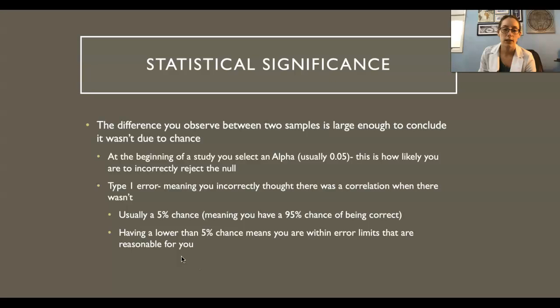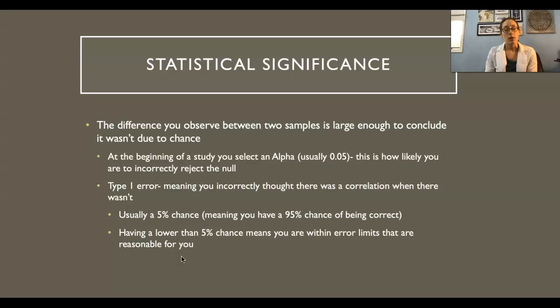Statistical significance means the difference you observe between two samples is large enough to conclude that it wasn't just by chance. If your sample size is 2 people, you're assuming that you probably just had it by chance. If your sample size is 100 people, then you can pretty much say, I don't think this was chance. This is a true correlation.